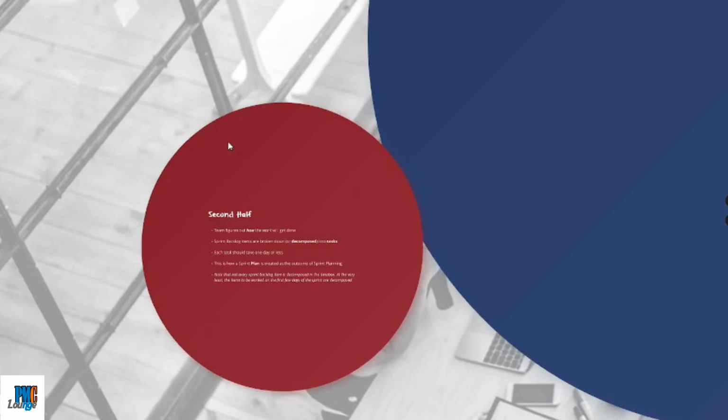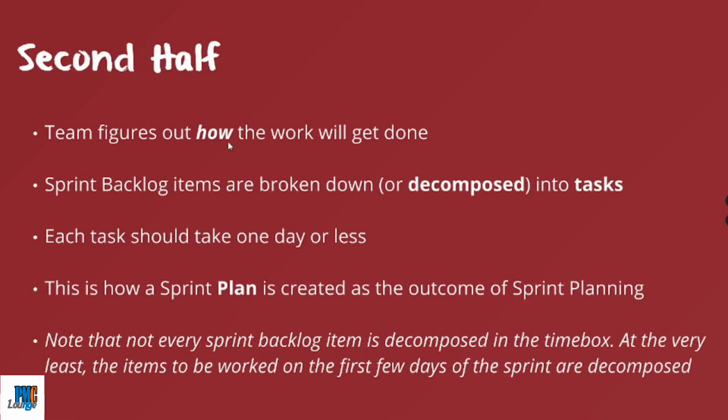Now, on to the second half, the team figures out how the work will get done. So, the first half was all about what is going to be done, and the second half is where the team is figuring out how they are going to achieve whatever they have set out for in this sprint. Sprint backlog items are broken down or decomposed, if you remember the work breakdown structure. So items are then decomposed into tasks.